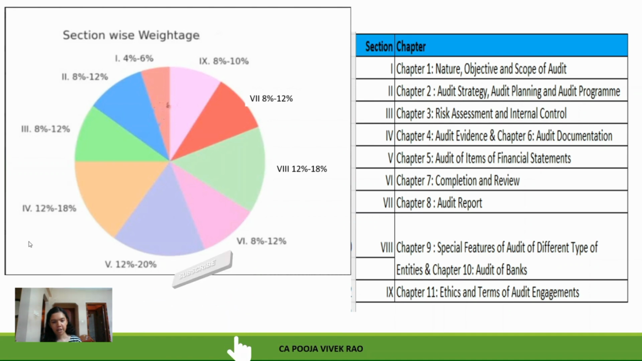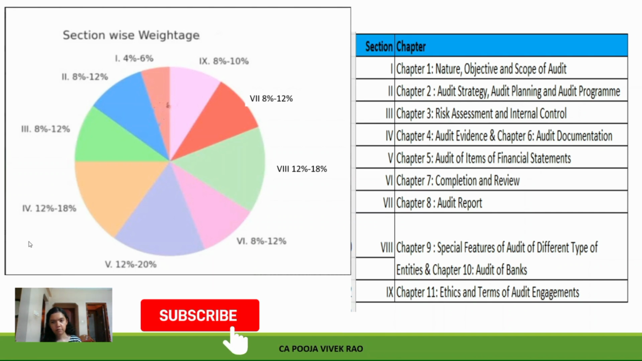framework. Explore the unique audit needs for entities like government bodies, NGOs, and educational institutions, and understand relevant legal frameworks. Focus on the role of the Comptroller and Auditor General in government audits and specific legal framework guiding audits for different sectors. Chapter 10, Audit of Banks.